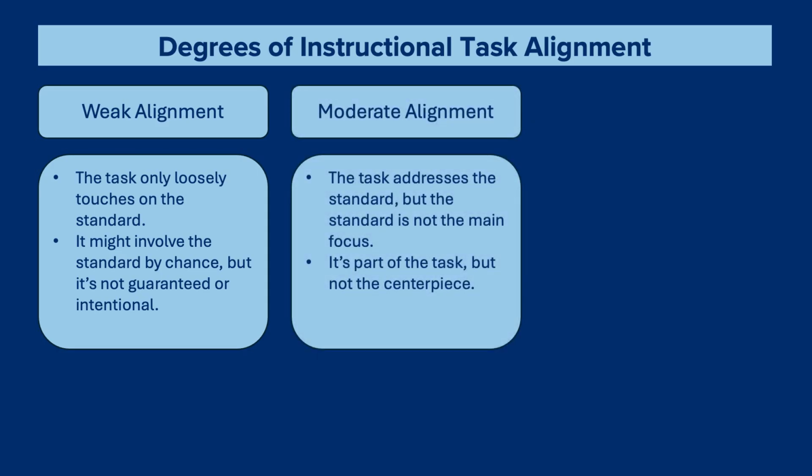We can move on to moderate alignment, where the expectations are a little bit more rigorous in that the task addresses the standard, but the standard is not the main focus of the task. Another example of moderate alignment might be an instructional task where the standard is part of the task, but not the centerpiece. So there might be components of the standard that are present within the task, but the task itself does not address all of the components of the standard.